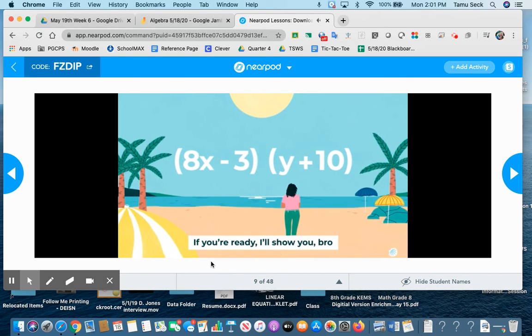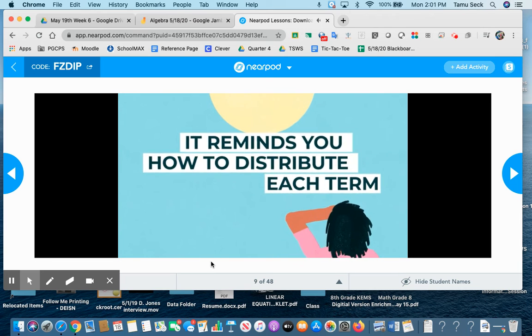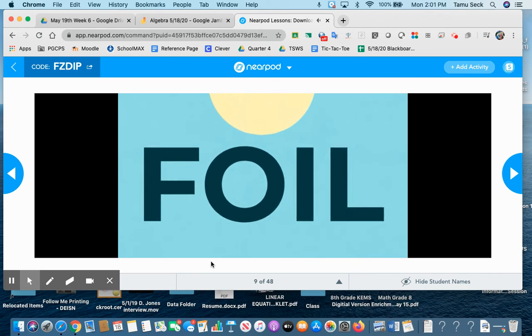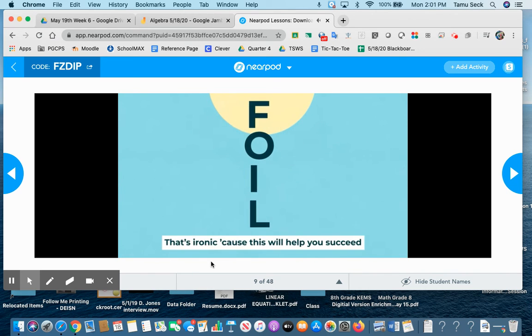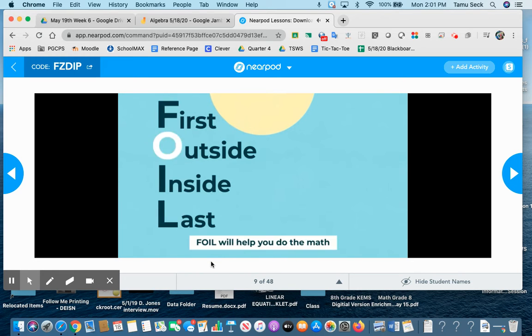There's an acronym. If you're ready, I'll show you. It reminds you how to distribute each term. I'll do it first, then you can have a turn. FOIL. First, outside, inside, last. FOIL will help you do the math.